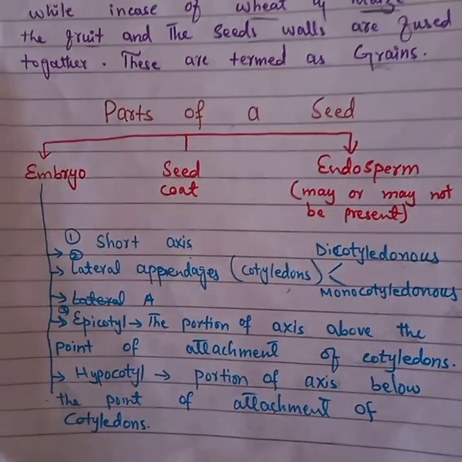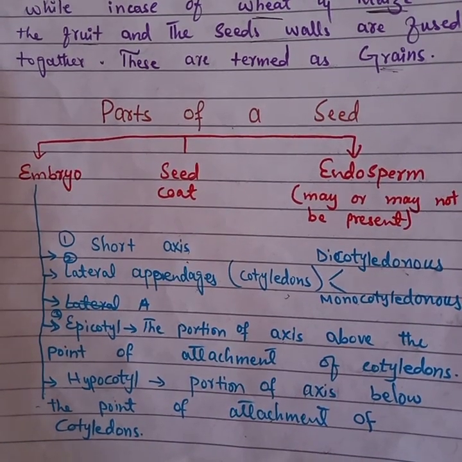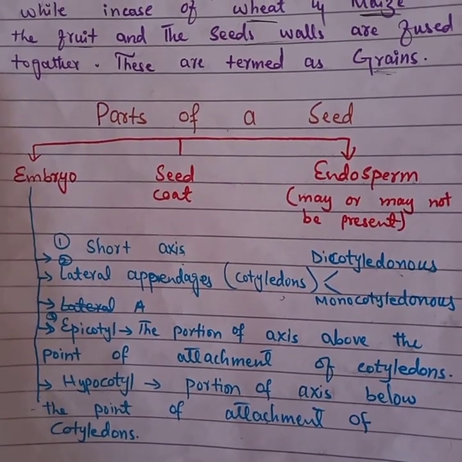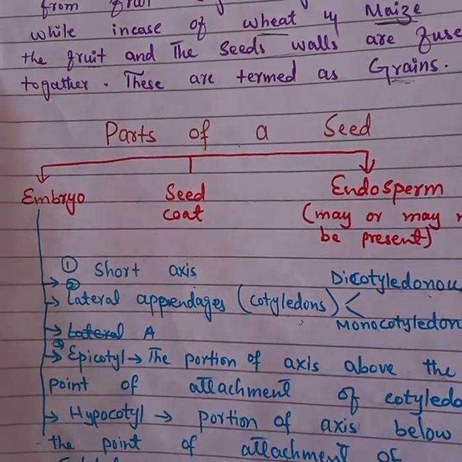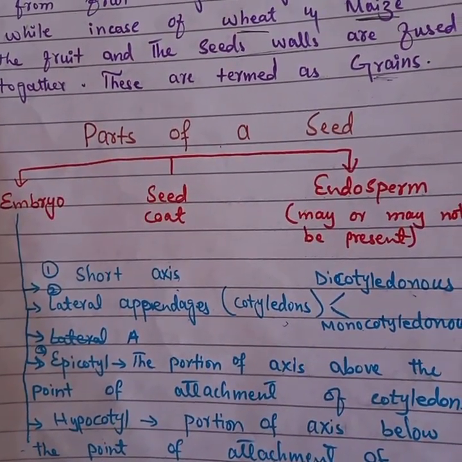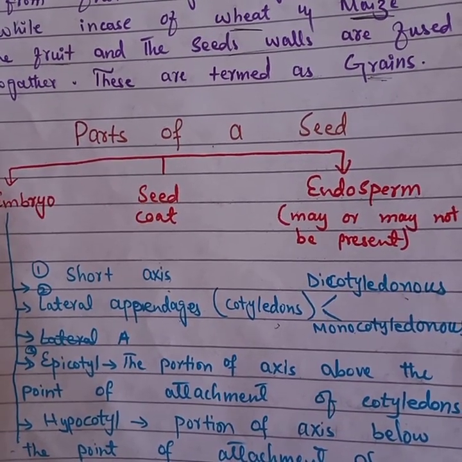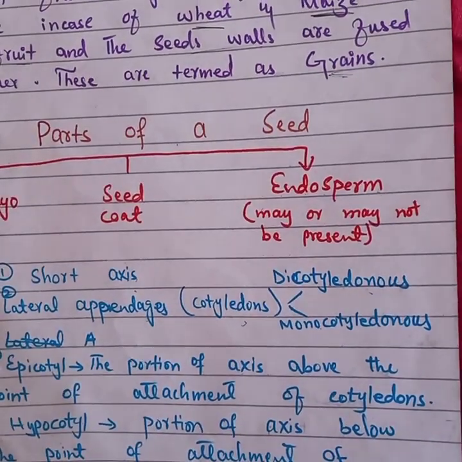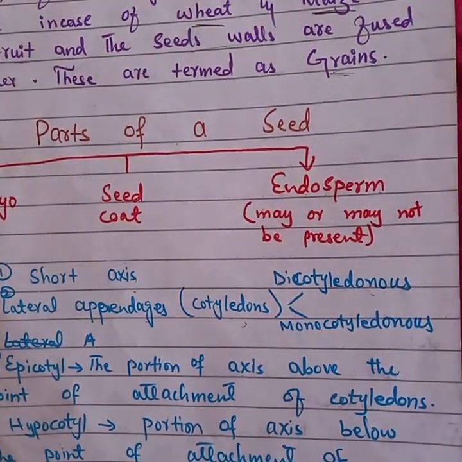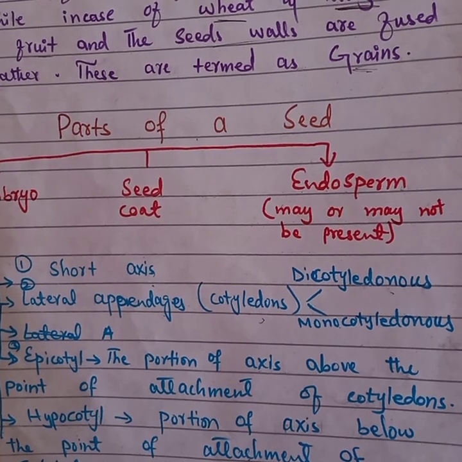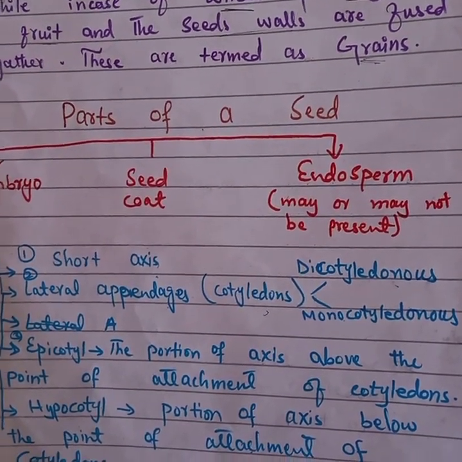Then coming towards the different parts of an embryo. An embryo consists of a short axis, and lateral appendages arise from this short axis, and we call these appendages cotyledons. If the cotyledons are two in number, then it is called dicotyledonous, and if there is only one cotyledon present in the seed, we will call the seed monocotyledonous.